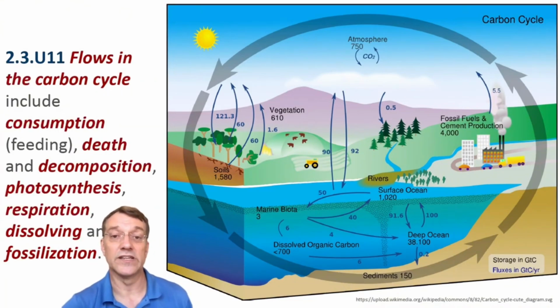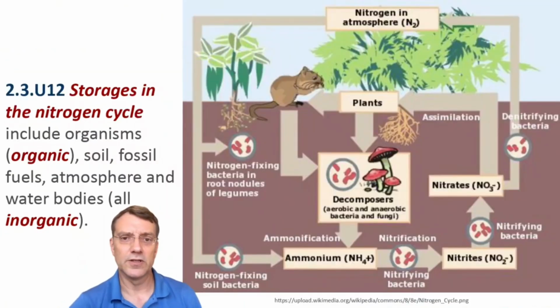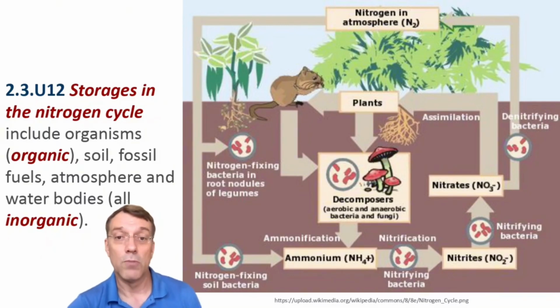Flows in the carbon cycle include consumption or feeding, death, and decomposition, photosynthesis, respiration, dissolving, and fossilization. These processes move carbon between different reservoirs or sinks in the biosphere. Similarly, the nitrogen cycle includes organic storages in organisms and inorganic storages in soil, fossil fuels, the atmosphere, and bodies of water. Most nitrogen exists as atmospheric nitrogen gas, which most organisms can't use directly.